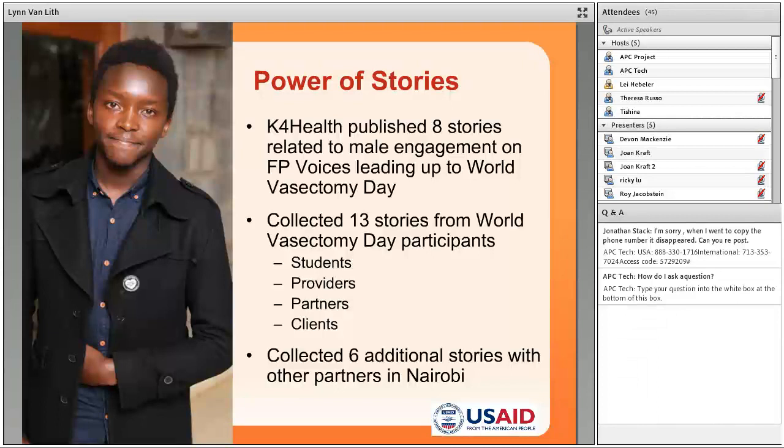And these include students like the gentleman pictured here named Kenneth. He's a law student at the University of Nairobi. And he said that after attending World Vasectomy Day, he would personally consider undergoing vasectomy later in life because World Vasectomy Day had really changed his perception of vasectomy as an option. So while he has not started his family yet, at least it is now on his radar as an option. And then K for Health collected an additional 6 stories with other partners in Nairobi.